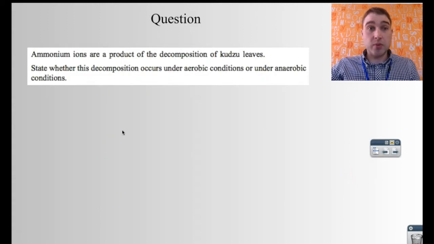So let's have a look at an example question. It says ammonium ions are a product of the decomposition of kudzu leaves. State whether this decomposition occurs under aerobic or anaerobic conditions. Ammonium contains nitrogen. If it was aerobic respiration, nitrate ions would be produced. In this case, ammonium ions, so that's NH4, there's no oxygen there, so that would be done under anaerobic conditions.